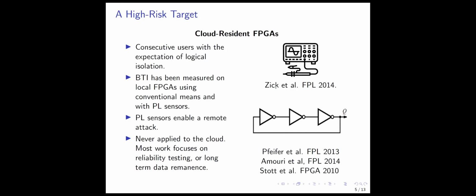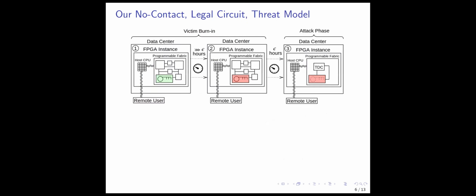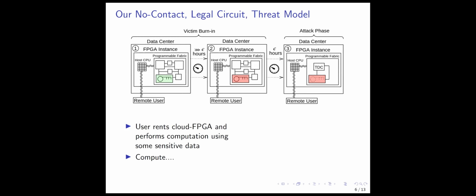And so from that, our cloud FPGA threat model emerges, where there's some data center with an FPGA instance, and some user rents that cloud FPGA instance that instantiates some piece of sensitive information, and that sensitive information is distributed throughout the design using the FPGA routing. The user then performs computation for a number of hours, at which point their computation is complete and they can relinquish the device back into the cloud data center.